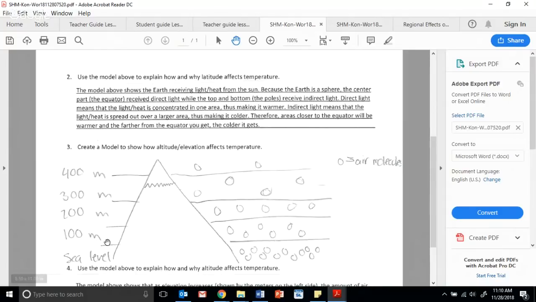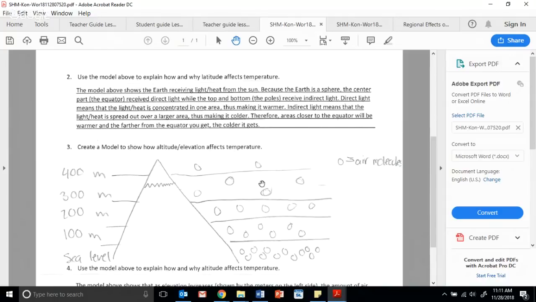And then here I'm showing the elevation. So sea level, and then at this line it's 100 meters, at this line it's 200 meters, at this line it's 300 meters, at this line it's 400 meters. So things you need to focus on in this model are, one, the key that I have to show that there are air molecules. And if you count, there are more air molecules at sea level, and then there's less air molecules as you go up all the way to the top where you only have 2.